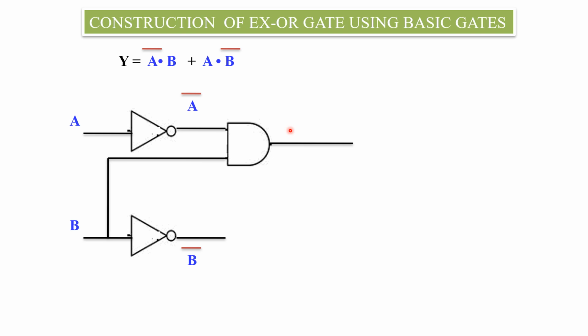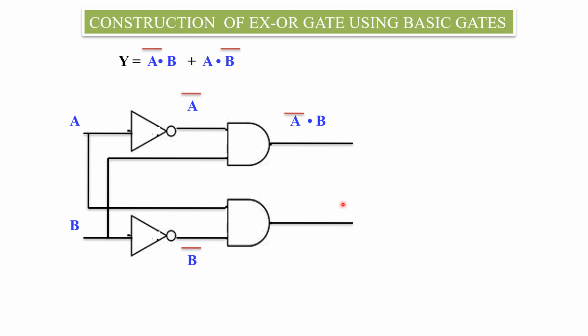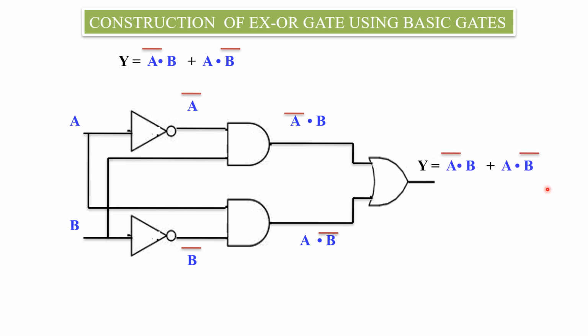A bar B. Similarly, the second expression A B bar. We want A and B bar as an input to the AND gate. So we have B bar and A. So here A into B bar, so the output is A B bar. Now these two terms are combined with the OR gate. So we got the expression Y is equal to A bar B or A B bar.